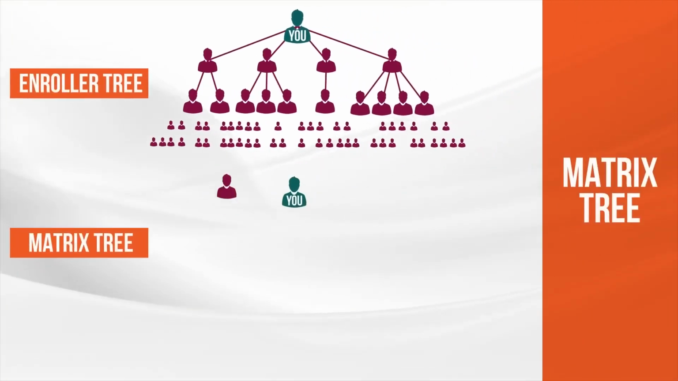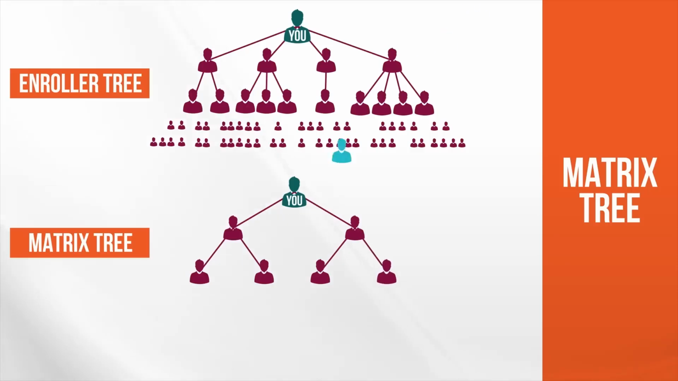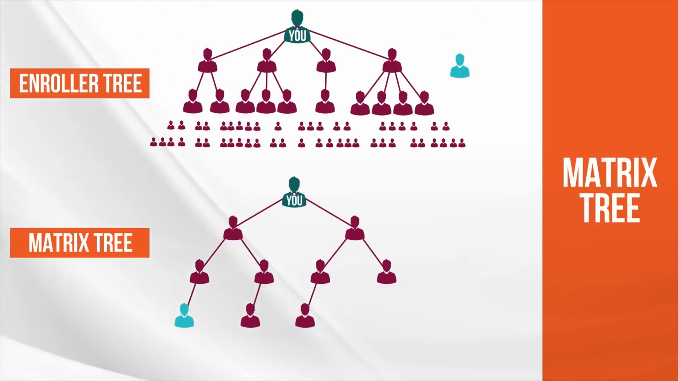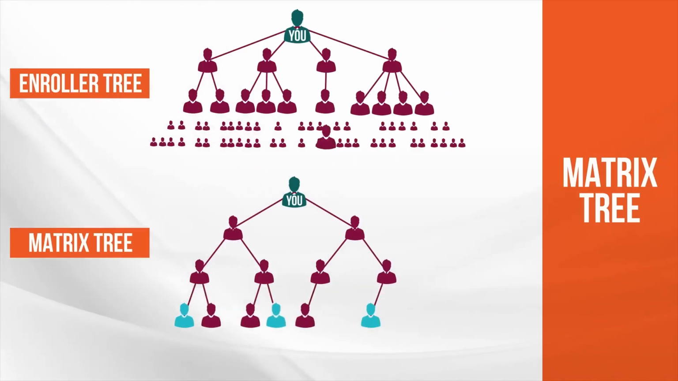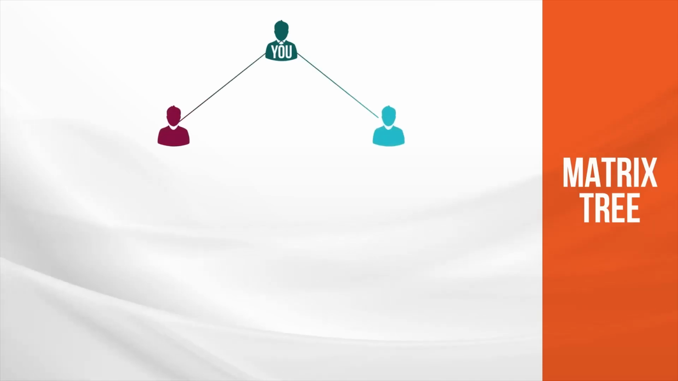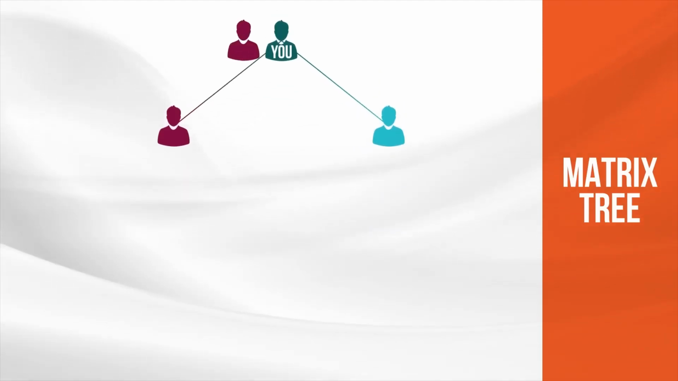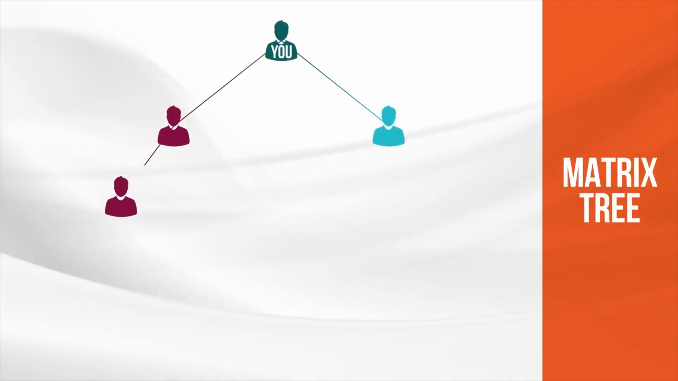Your matrix tree includes everyone in your enroller tree and may or may not also include people who may be placed under you by spillover. Now, in the matrix, everyone only has two frontline positions. So once those two spots are filled, either by people you personally enroll or by spillover from people above you in the matrix, anyone else you enroll will fall under those people.